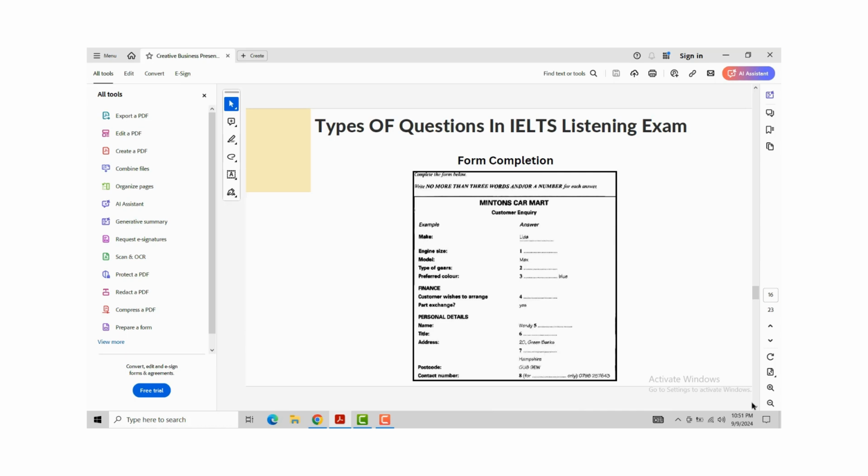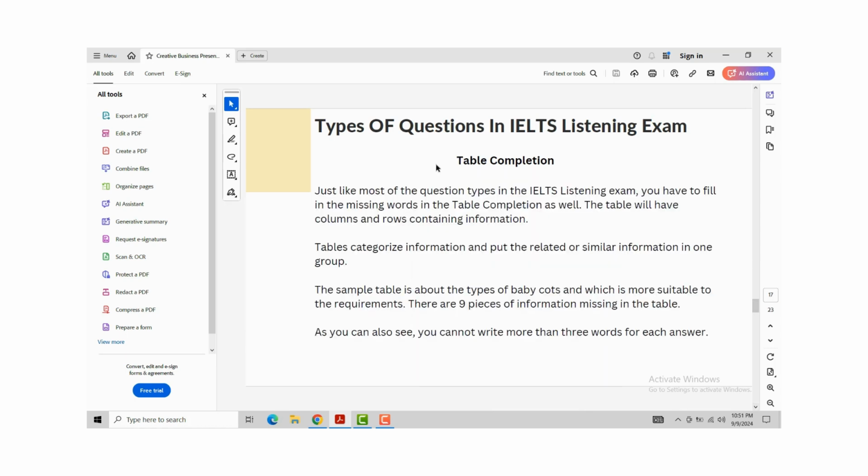Hope you understand. The next is table completion. Just like most of the question types in IELTS listening exams, you have to fill in the missing words in table completion as well. The table will have columns and rows containing information. It is also very similar to form completion or note completion or sentence completion, but the information is provided in table format. Hope you have already understood.